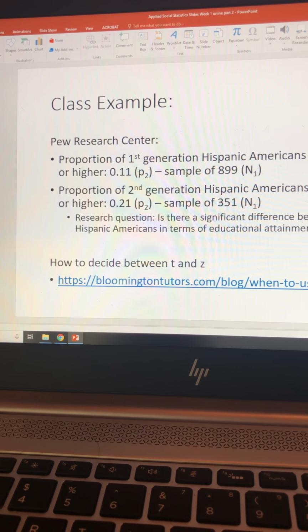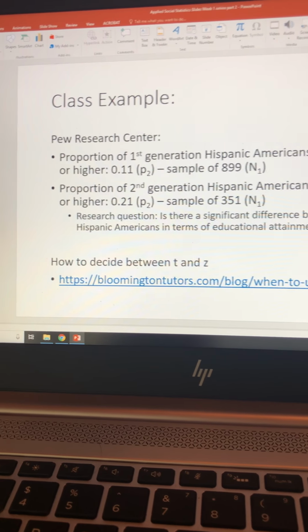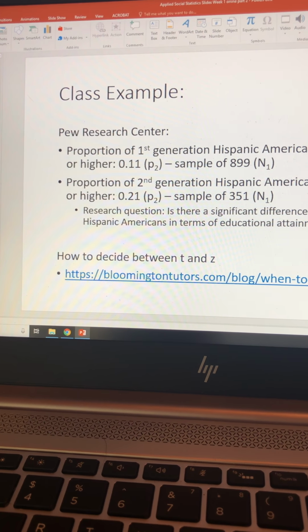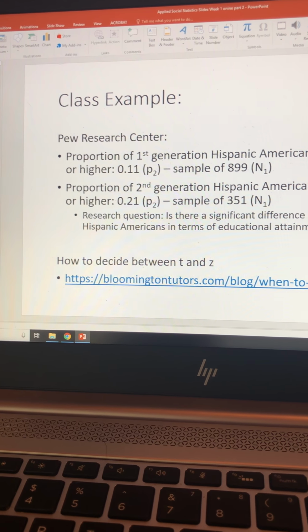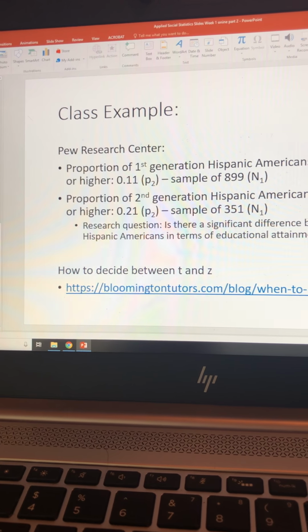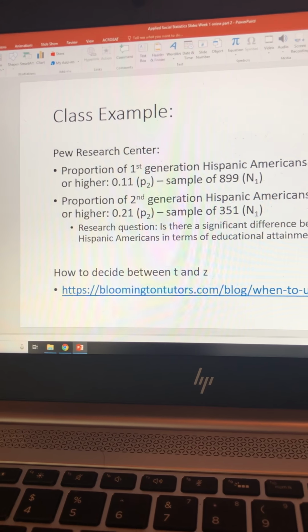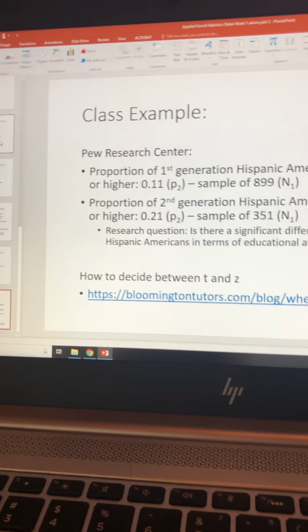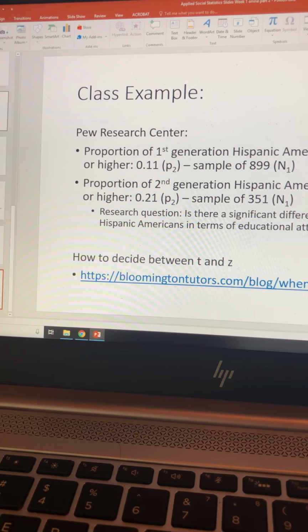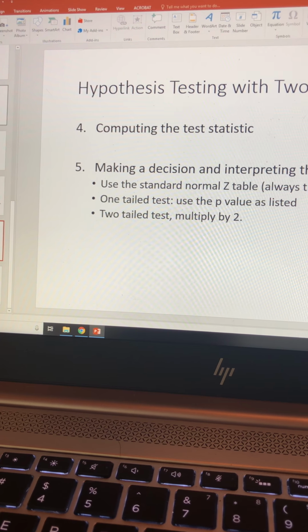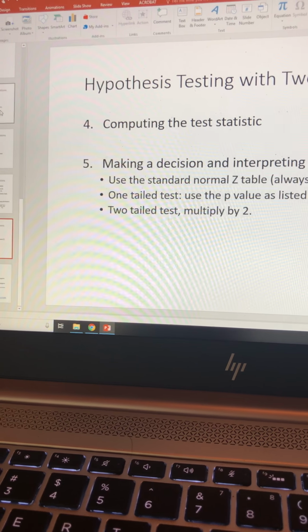The question: is there a significant difference between first and second generation Hispanic Americans in terms of their education? So are we seeing more education across generations for Hispanics, or are they staying the same? What do we see? So let's work this one out. There's not a good example of this in the book.